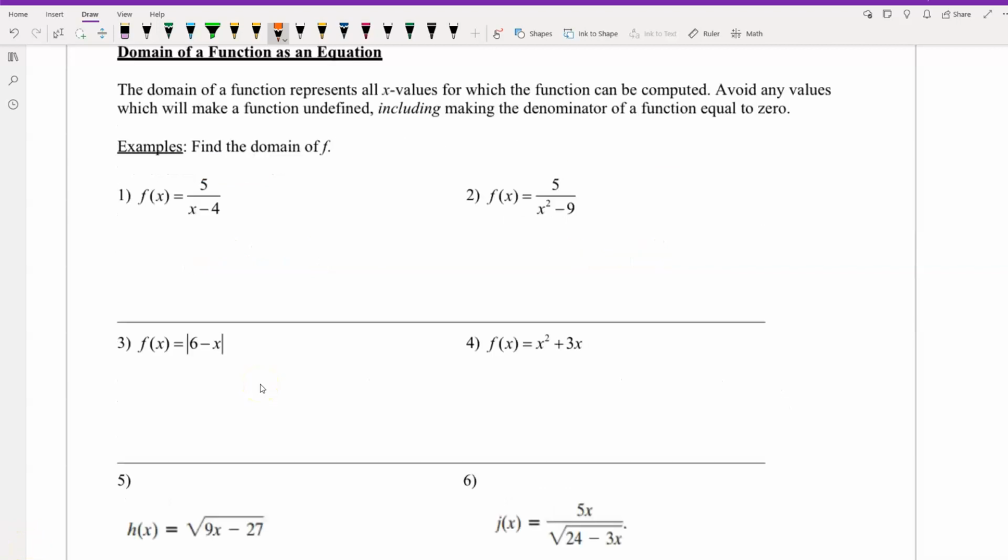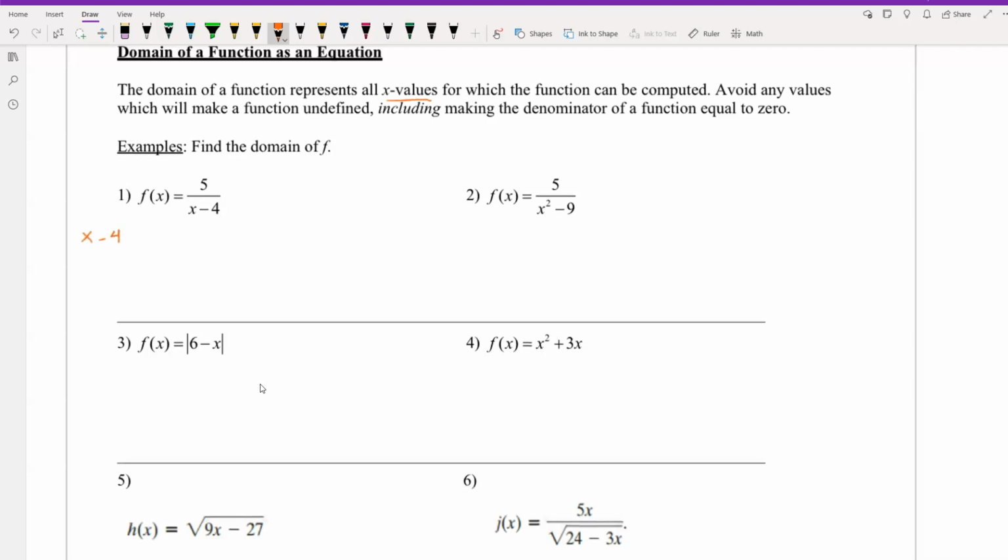Domain of a function as an equation. The domain of a function represents all x values for which the function can be computed. Avoid any values which will make a function undefined, including making the denominator of a function equal to 0. Example, find the domain of f. Number 1, f of x is equal to 5 divided by x minus 4. We shouldn't have undefined, meaning that our denominator shouldn't be 0.